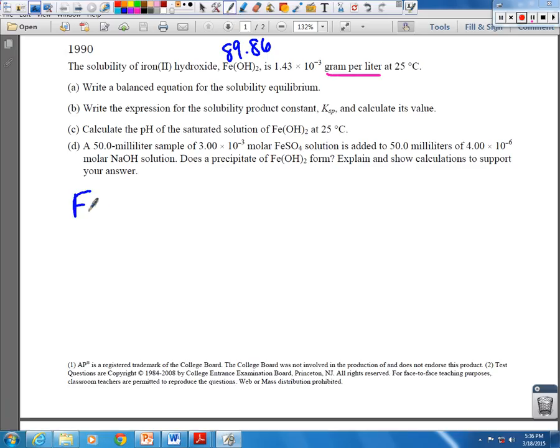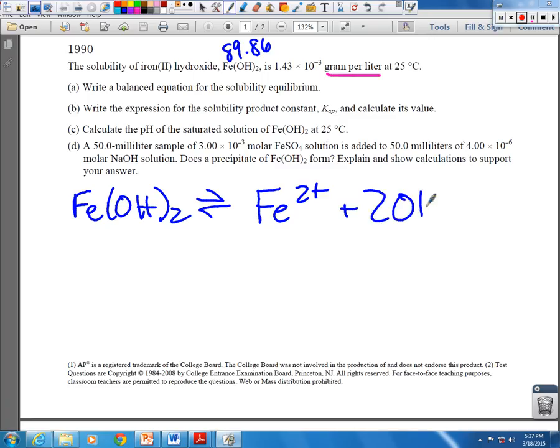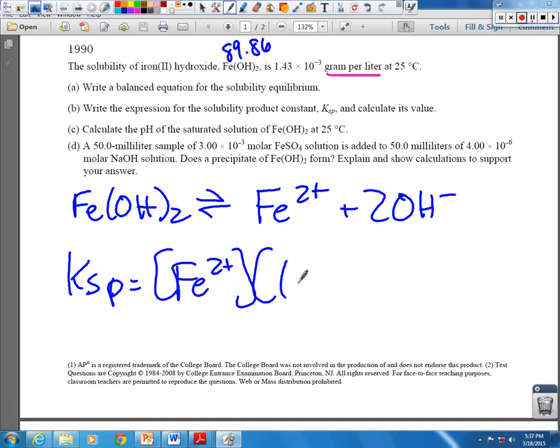The balanced equation should be FeOH2 in equilibrium with Fe2+ plus 2OH-. You okay with this? That's what you would have gotten from that. B, write the expression for the solubility product constant, which is KSP, right? So KSP is equal to what? You agree that's an easy 2 points?